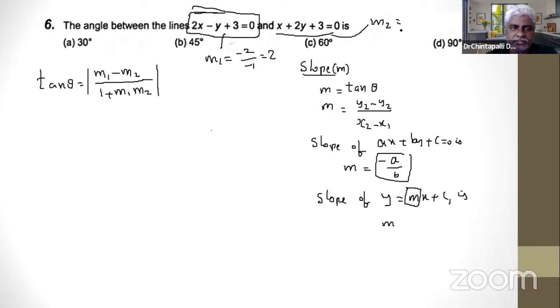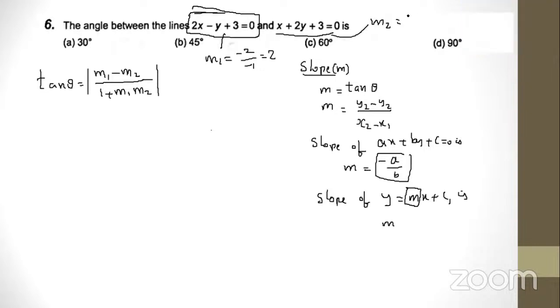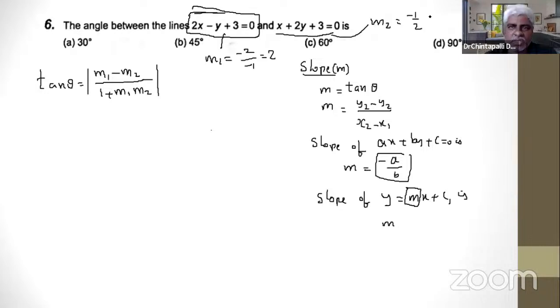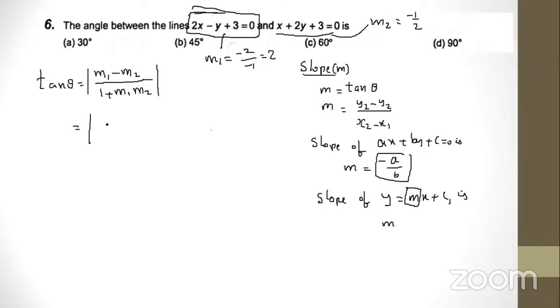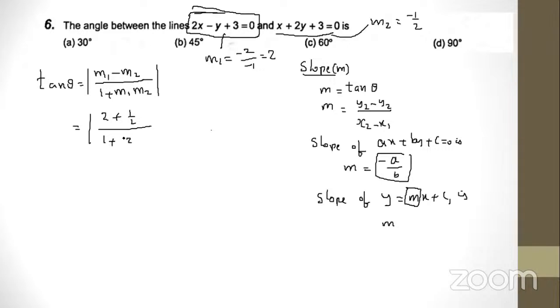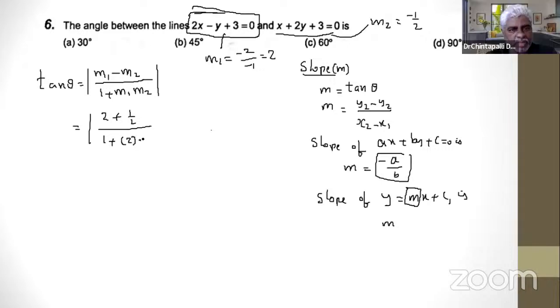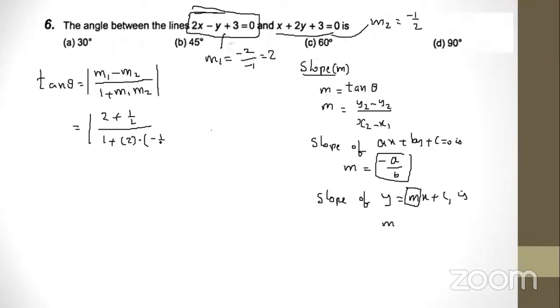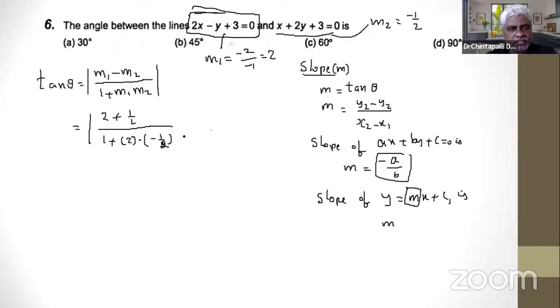The slope of this line is negative 1 over 2. Use this formula: tan theta is equal to the modulus of (M1 minus M2) over (1 plus M1 times M2). M1 minus M2 means 2 plus 1 over 2, whole divided by 1 plus 2 times of negative 1 over 2. It is not 1 over 2, it is negative 1 over 2.